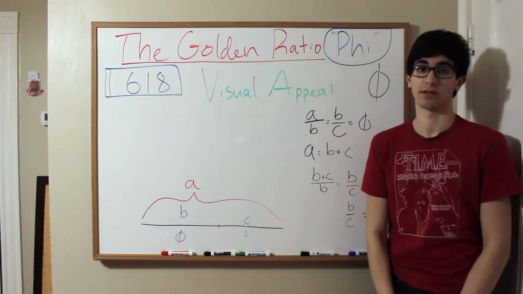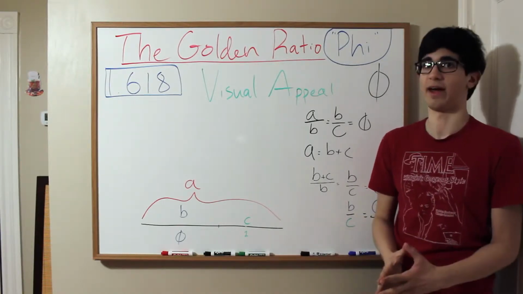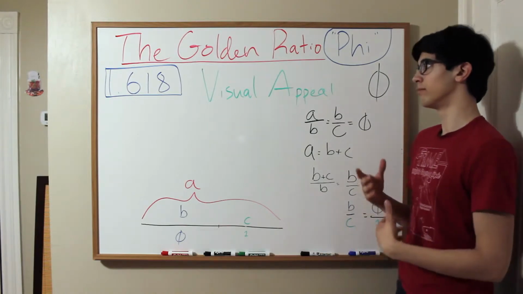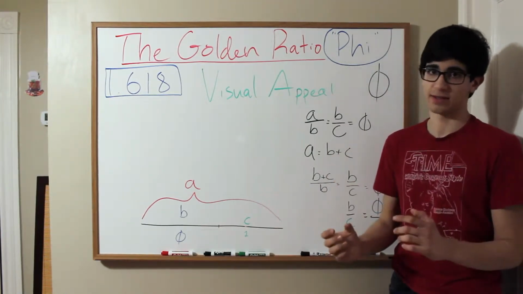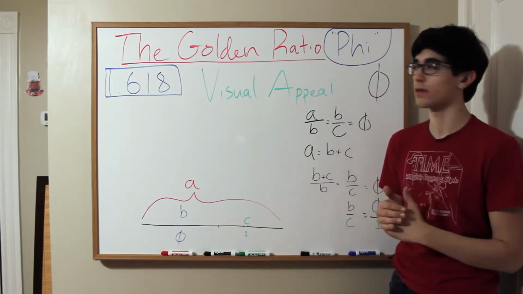Today we're going to be discussing the golden ratio and the visual appeal it has. All the while I'm mentioning the golden ratio and talking about examples of it, I mention the visual appeal it has aesthetically to us, mainly.